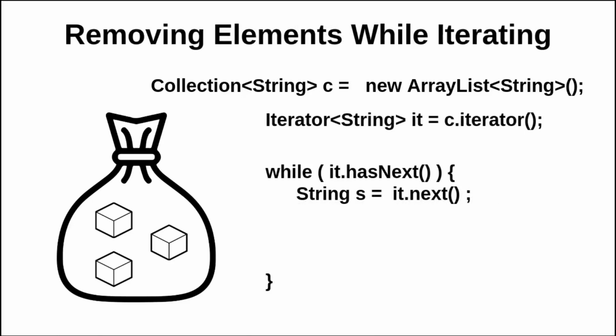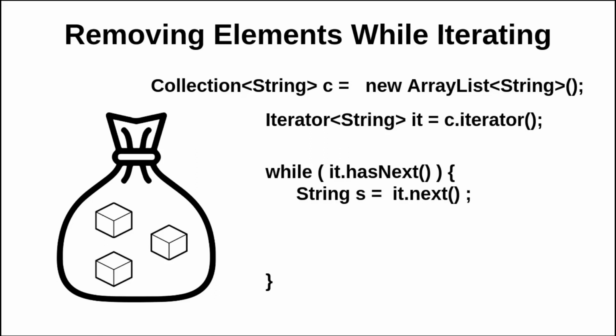We have a third method in iterator, which is the remove method. Let's see how we can use it. Suppose I have a collection of strings called C. I also have an iterator on this collection called it. I started to write the while loop to iterate on the elements of my collection, and string S will get each time the elements of my collection.